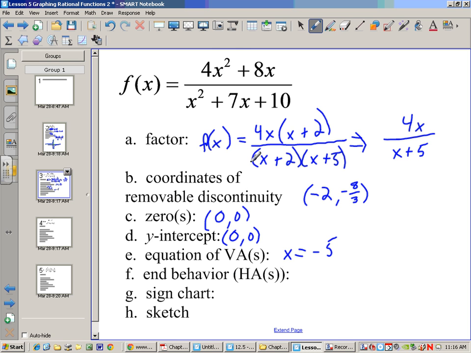For end behavior, we look at our coefficients on our largest degree, so that would be 4 and 1. So that would tend towards y equals 4.